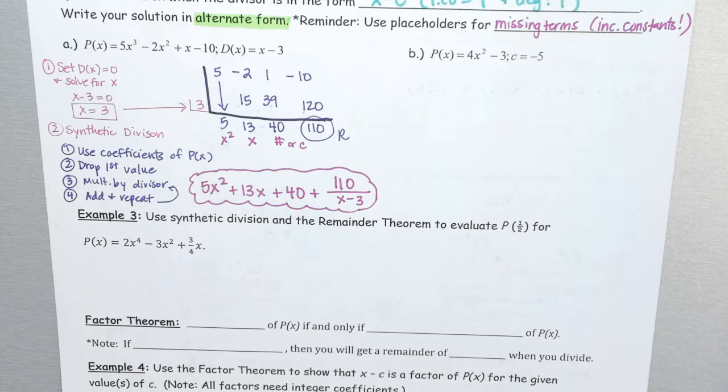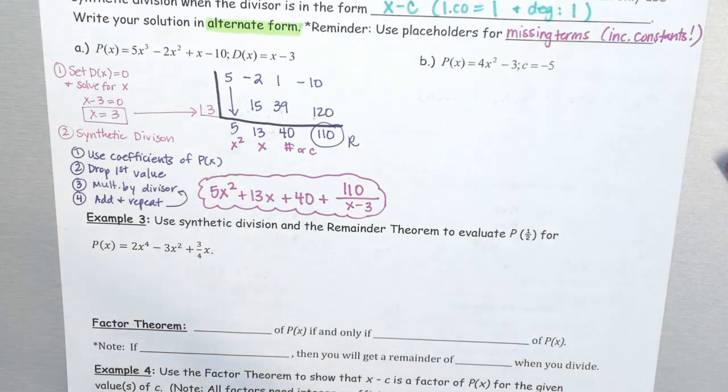Okay, so before we were given the divisor d of x, now what are we given? Instead of d of x, what are we given? What does it say? Just the constant term, right? Your c. So if that's the case, you can set up your division right away.